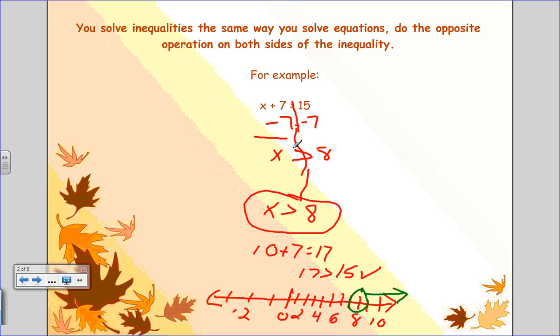So I solve it just like the equation. Opposite operation on both sides. Make sure you're not putting in equals. Make sure you're keeping the inequality symbol in there. To check it, I pick any number that makes this true. A number that's bigger than 8. Make sure when I plug it in, I get an answer that's bigger than 15, which I did. And then I graph it just like we did the other graphs. Okay. And once everybody's done copying this, we'll go to the next slide. Here's the next one.